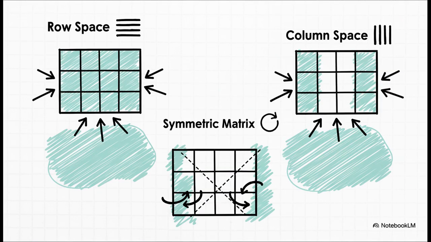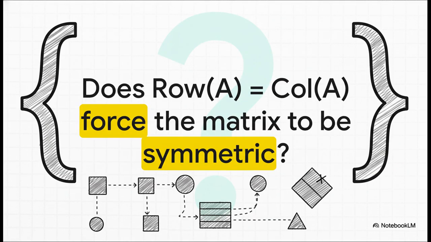So, just to make sure we're all on the same page, let's do a quick recap. The row and column spaces are basically all the places you can get to by stretching and adding the matrix's vectors. And a symmetric matrix, that's just one you can flip along its main diagonal and it looks exactly the same.